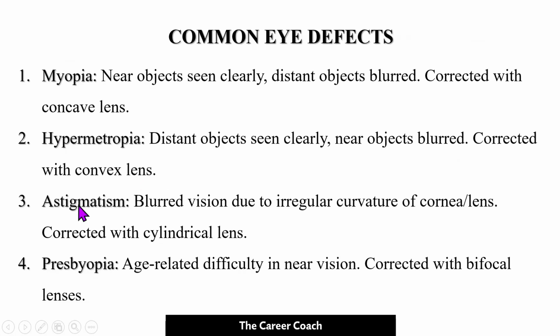Number 3 eye defect is astigmatism. Astigmatism means blurred vision due to irregular curvature of the cornea or lens. It is corrected using a cylindrical lens. The 4th eye defect is presbyopia. Presbyopia is age-related difficulty in near vision. It is corrected with bifocal lenses.